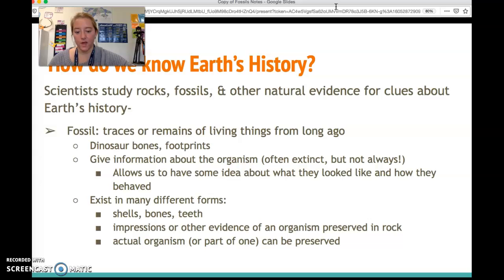They allow us to have some idea about what they look like and how they behave. Some of it we have created with our own minds or other connections. So we're pulling information from all of these different sources to kind of get an idea of what these things look like. They exist in many different forms. They could be shells, bones, or teeth. They could be impressions or other evidence of organisms in preserved rocks. Or the actual organism or part of one can be preserved. So we're going to go through all of these different ones again and study them.